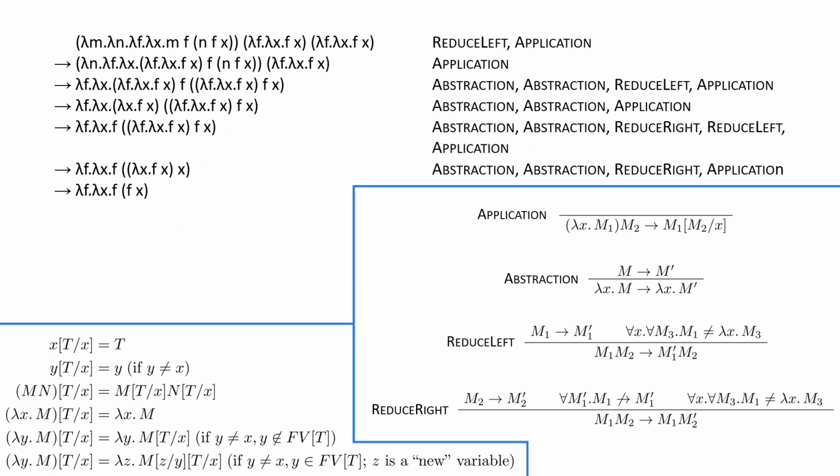The abstraction rule almost applied to its body, the reduce right rule almost applied to its body, but because there was no reduction we could take with just fx, none of those rules actually applied. Thus, we conclude that in NOR, our original expression reduces to lambda f dot lambda x dot f paren fx end paren, which is the church numeral encoding of the number 2. 1 plus 1 is 2.